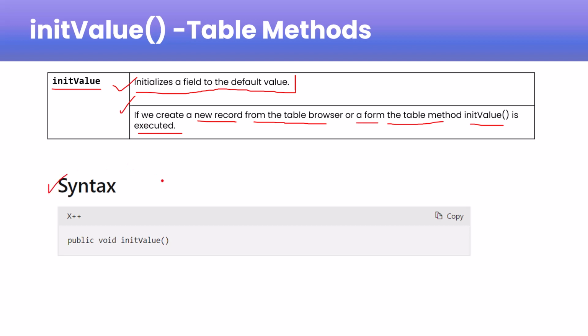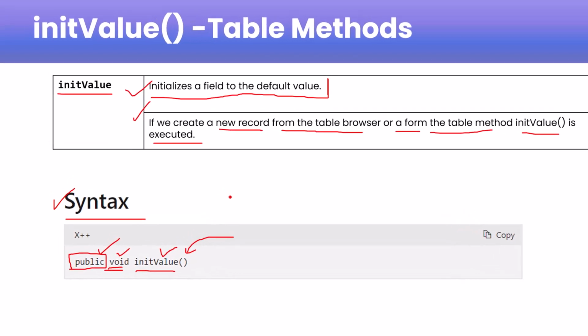In this slide you can also see the syntax for the X++ programming language. The access modifier is public, which means this method is accessible from anywhere, and the return type is void, which means it returns nothing. This is the name, initValue, and it is not taking any parameter. So this is the syntax of initValue. Now I will show you how you can override the initValue method.